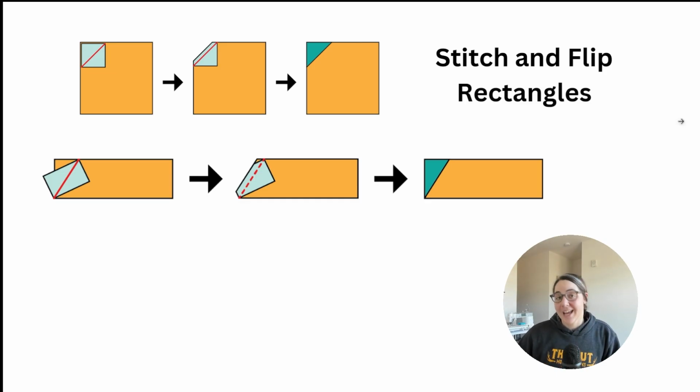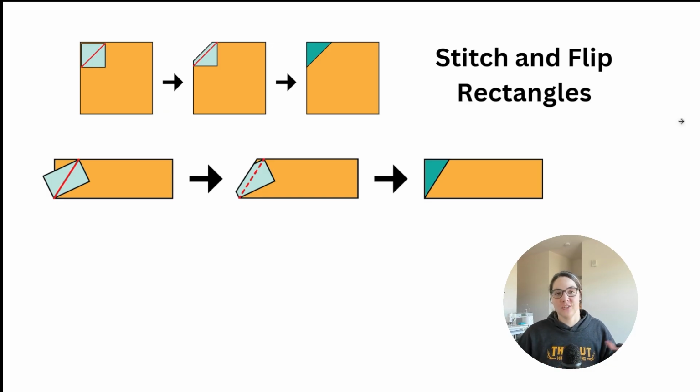The one that I think is going to be really big in 2025 is a variation of that technique that's been around for a while, but it goes in and out of popularity. I've seen a little bit of an uptick in popularity so far. I've seen a handful of patterns that have started using this technique, and I think it's really going to blow up in 2025. And that is the stitch and flip rectangles technique.